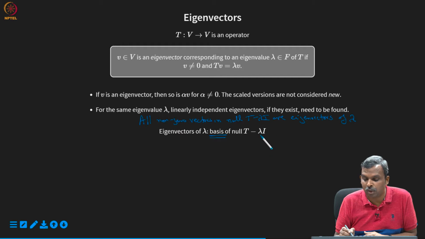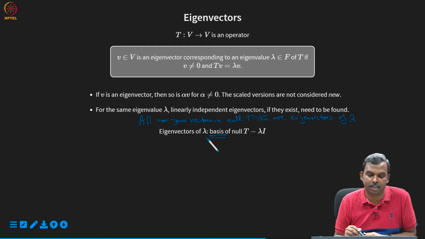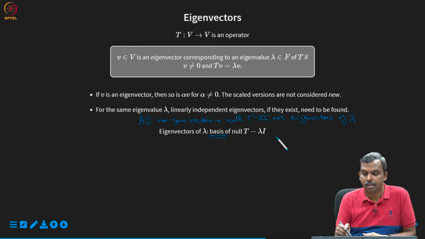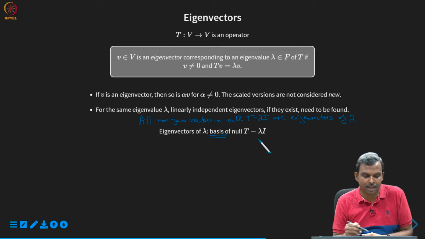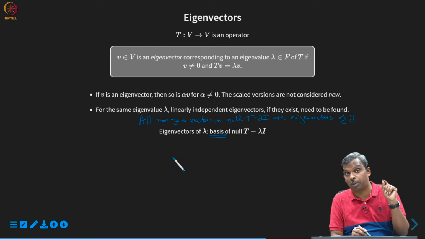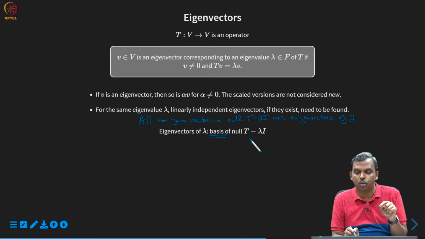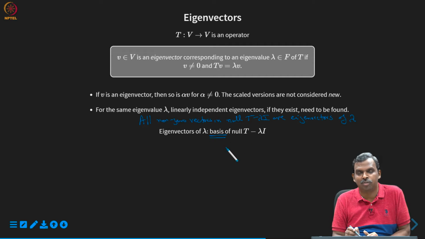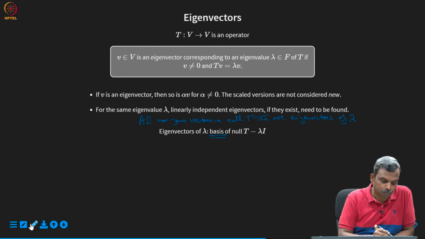So given an eigenvalue lambda, I know T minus lambda I has a non-trivial null space, right? You go find the basis of that null space, and you get the eigenvectors, a description of all eigenvectors. So this is the way to find eigenvectors. For eigenvalues, you solve a polynomial, find roots. For eigenvectors, you do your familiar thing. You have to find the null space of an operator, and you know how to find null space. You just use that same method and find the basis for the null space.